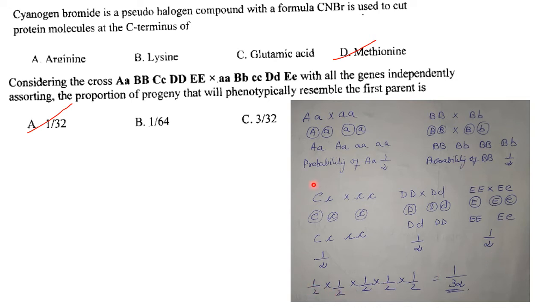Now, if you multiply everything, that is half into half into half into half into half, so 1 by 32. So that is the proportion of progeny that will phenotypically resemble the first parent. So answer is option A, that is 1 by 32. A similar question was asked in the last year examination also.